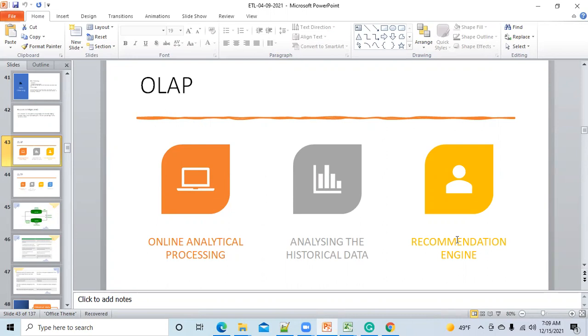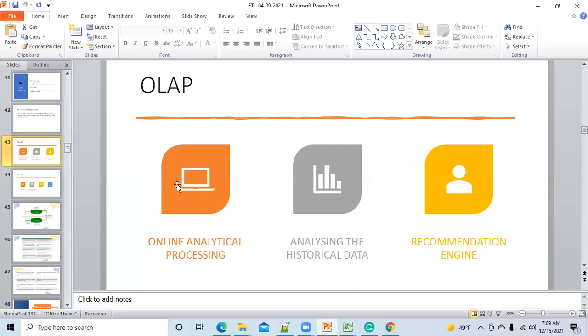Like if you're buying a laptop, they will give you suggestions that, okay, you should buy this mouse as well, this drive, this bag as well, like that. They will give you the recommendations. So that is working on the recommendation engine. How is the recommendation engine working? They have the training data, historical data, and as per that they are doing some analysis, and then they are giving you the suggestions. Okay, you have bought this, so you should go for this as well.